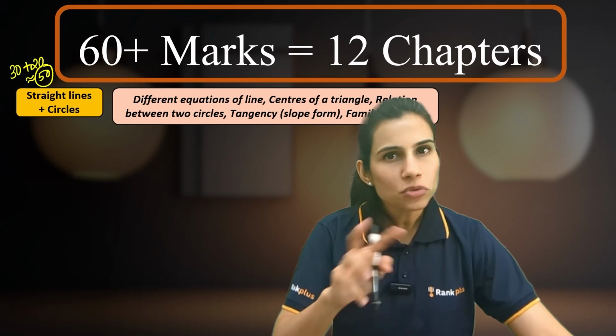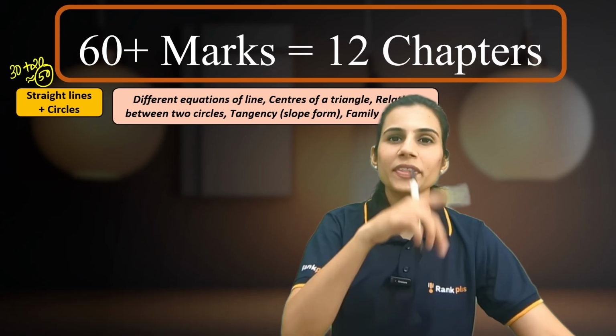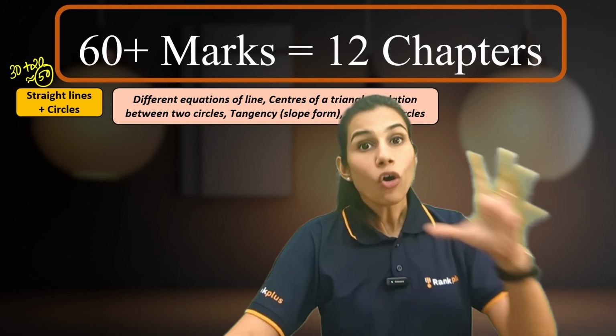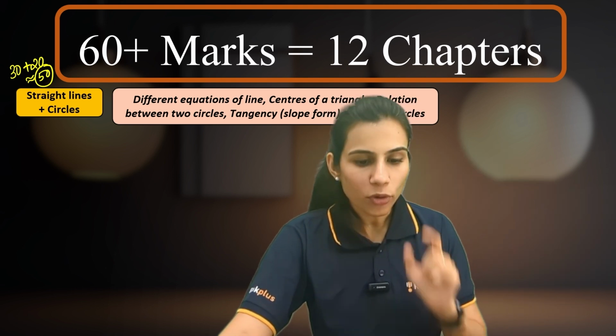Next up is what? Circles. Relation between 2 circles, you know, when they touch at a point or when they intersect each other at 2 points, what happens? How many common tangents do you get? All the conditions based upon that are very, very important.